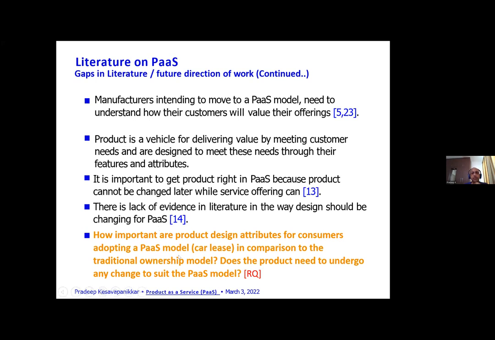So one of the research questions that we are trying to address is how important is product design, in terms of the attributes of a product, for consumers adopting PaaS? In this case, car lease, in comparison to the traditional ownership model, and does the product need to undergo any change to suit the PaaS model?